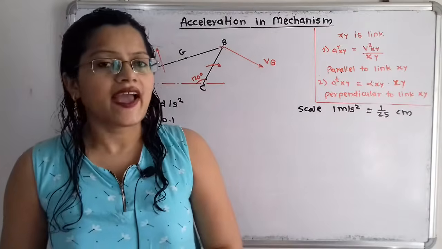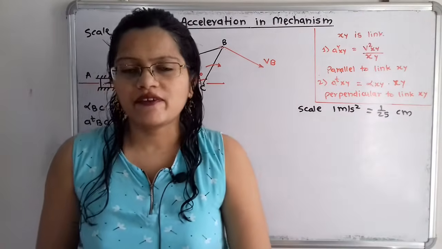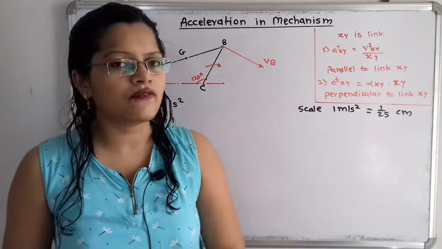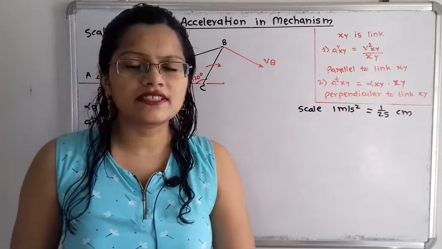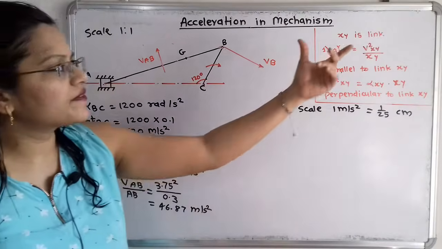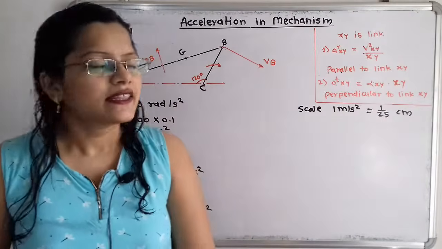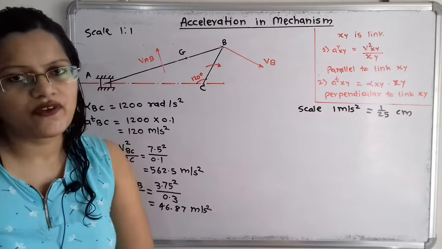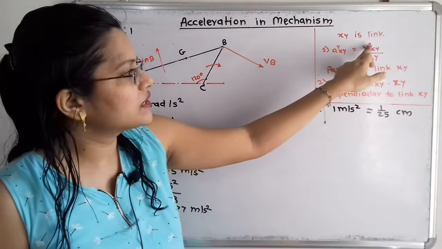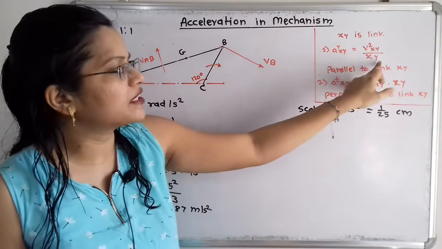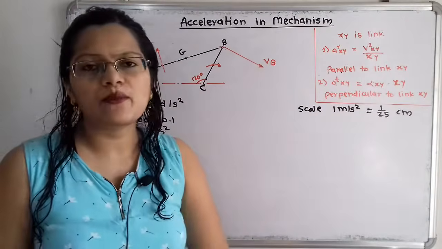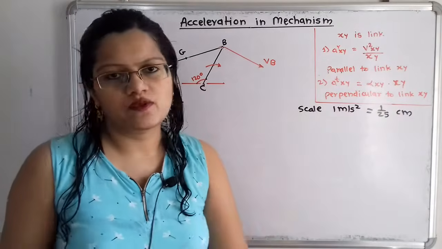Now we will move to the acceleration diagram. Before that, we will first calculate the radial component of acceleration and the tangential component of acceleration. So we will first understand what the radial and tangential components are. Suppose we consider XY is the link. Then how to calculate the radial component of acceleration? We have a raised to r XY is equal to linear velocity square for this link XY divided by the length of this link XY. This is the formula to calculate the radial component, and it is parallel to the link XY.